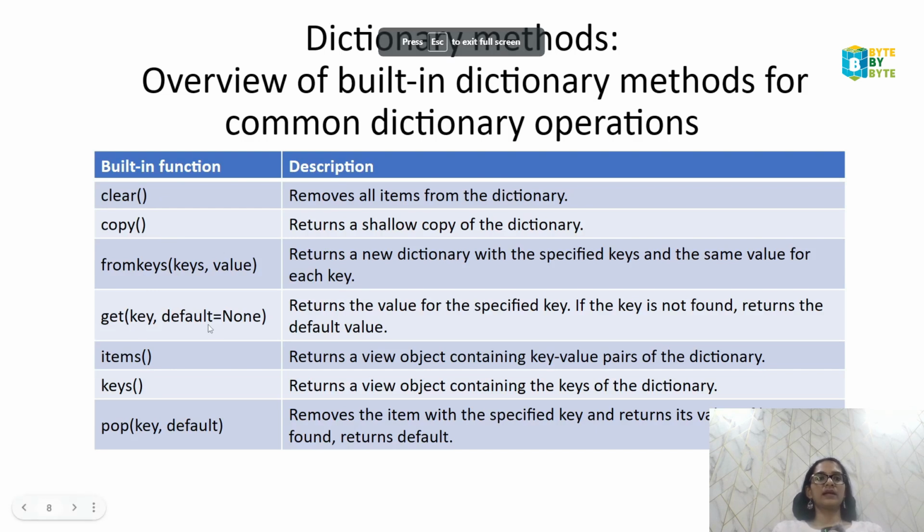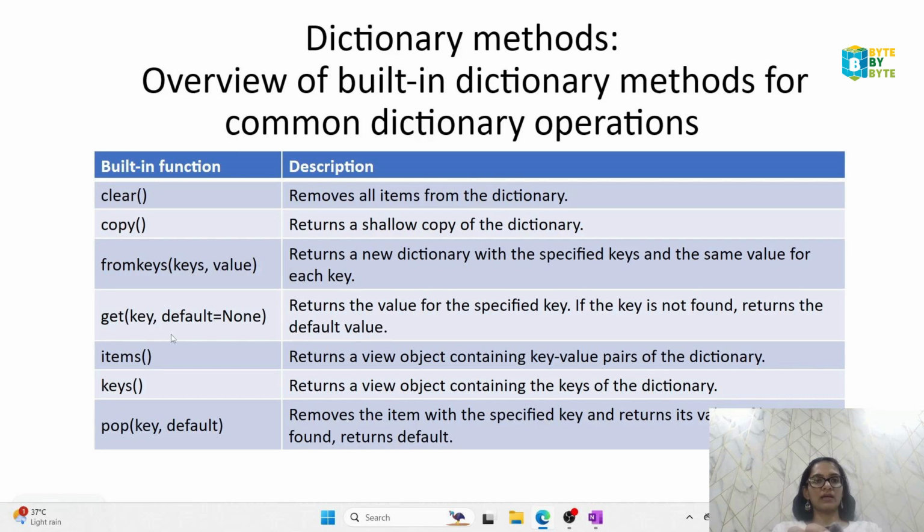Okay, so next operation, get operation. What is the syntax? Now in the function you have to mention the key. So it returns the value for a specified key. If the key is not found, it returns the default value. So default value is none. So if you are getting none, that means that particular key is not there. Okay. And if it finds a key, it will return its value. So let's see how it is doing.